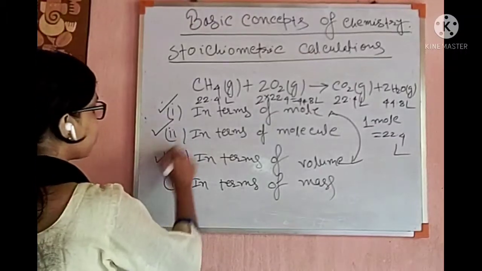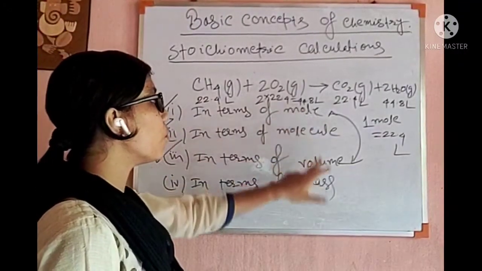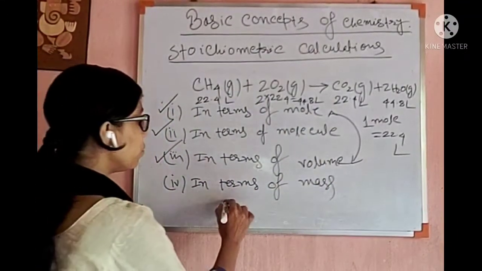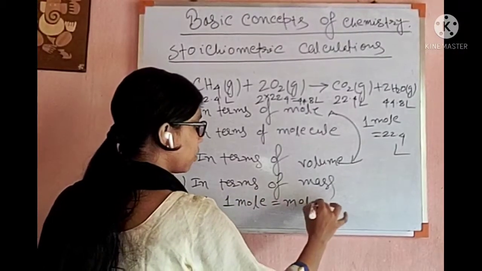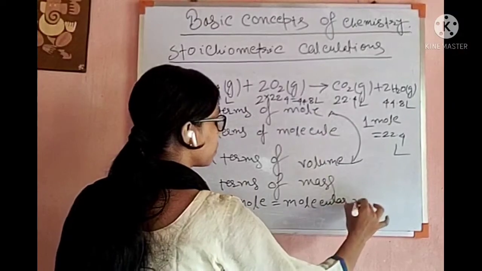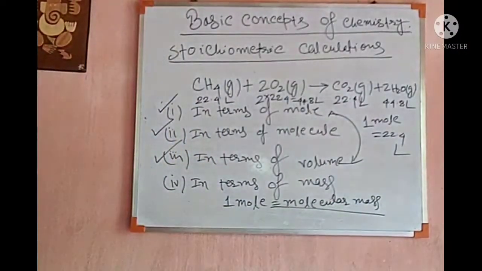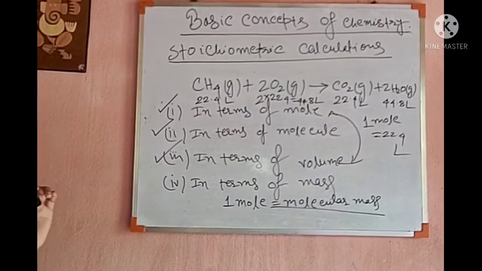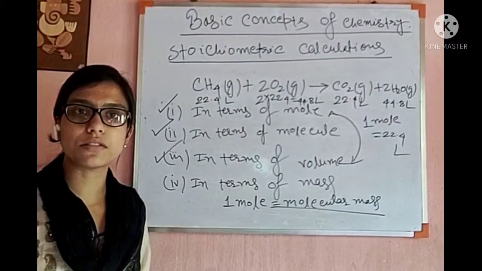So the fourth one is in terms of mass. Just like the relationship between mole and volume, there is also a relationship between mole and mass. So you know 1 mole represents molecular mass. If you are writing the molecular mass of any molecule, that amount represents 1 mole.